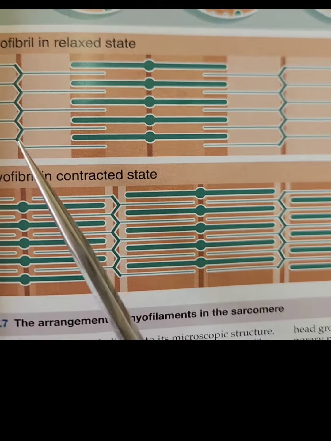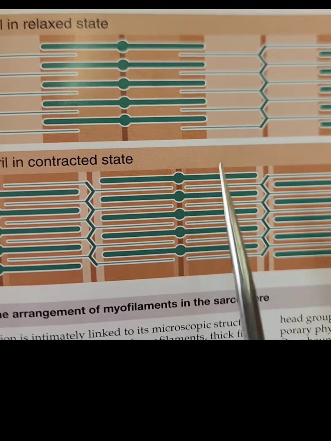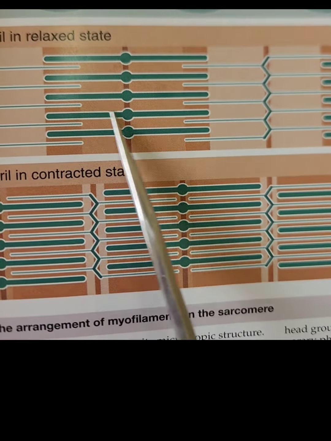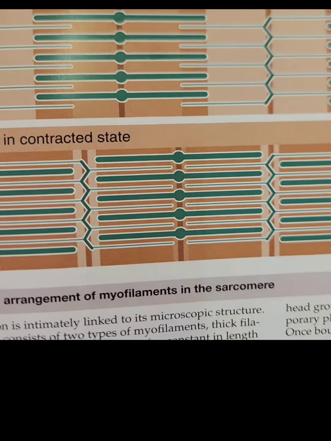During contraction, Z lines come closer. So these two Z lines have come closer and actin filaments are sliding inside the myosin filaments, and the H zone will decrease in its size.